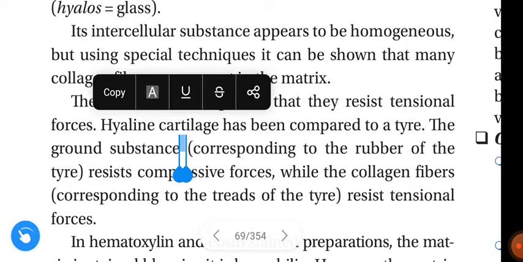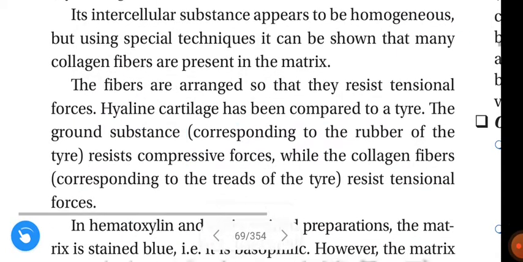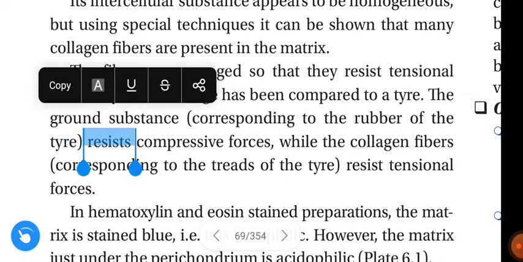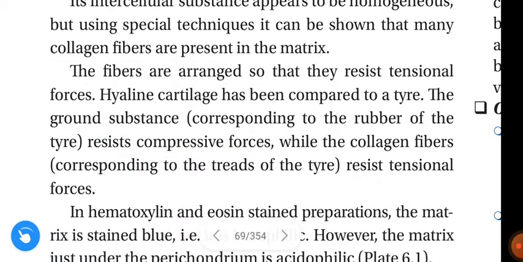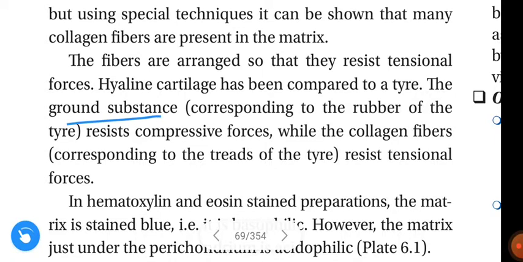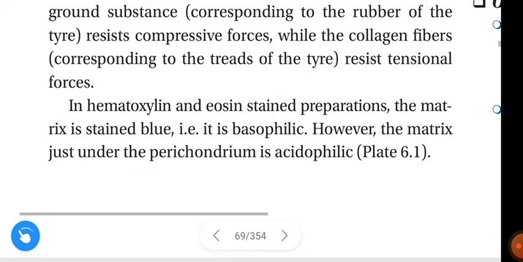Hyaline cartilage has been compared to a tile. The ground substance resists the compressive forces, while the collagen fibers resist tensional forces. See here, ground substance resists compressive forces, while the collagen fibers resist tensional forces.